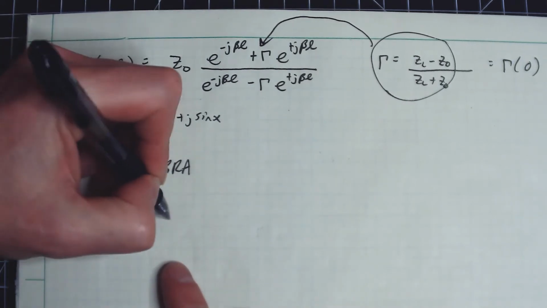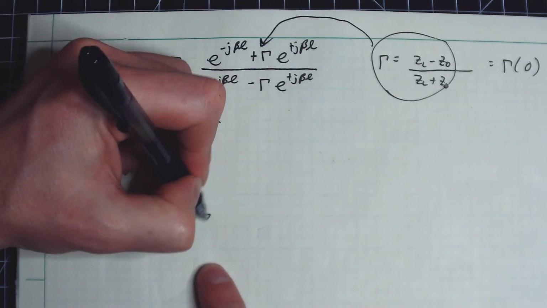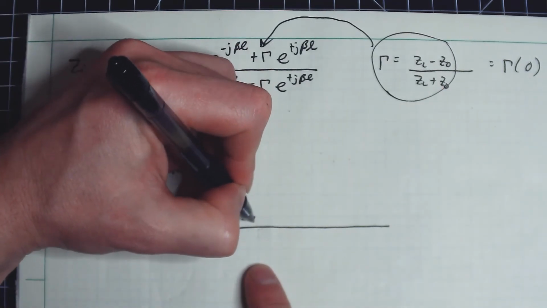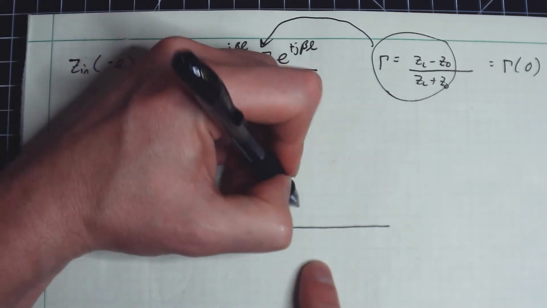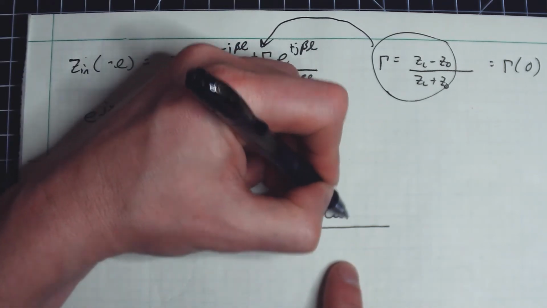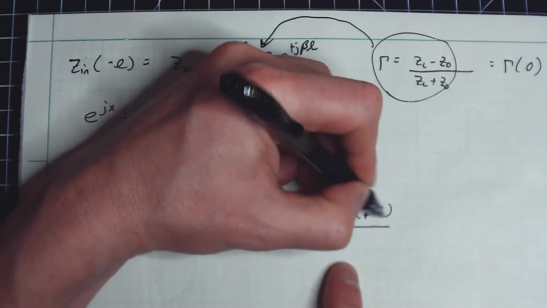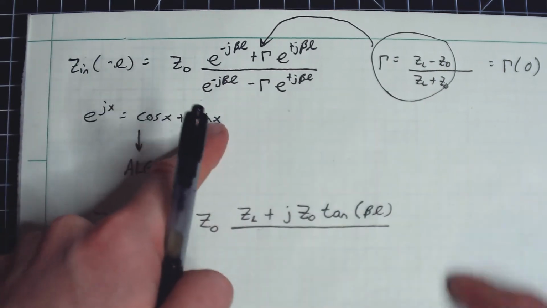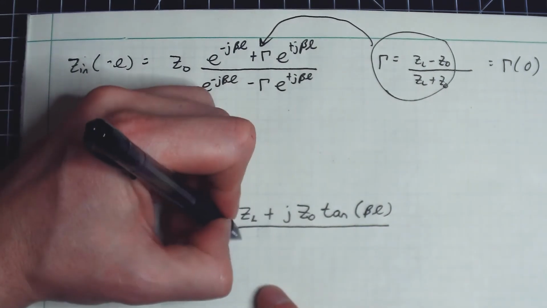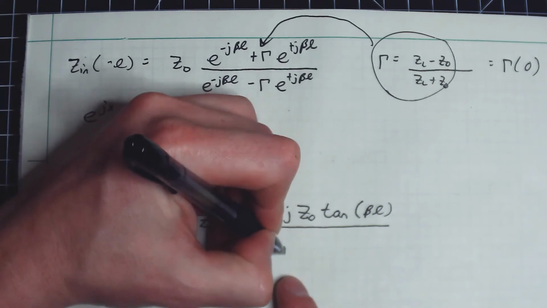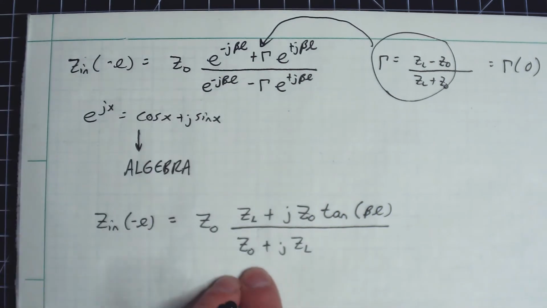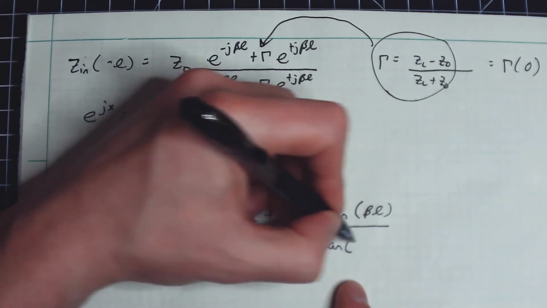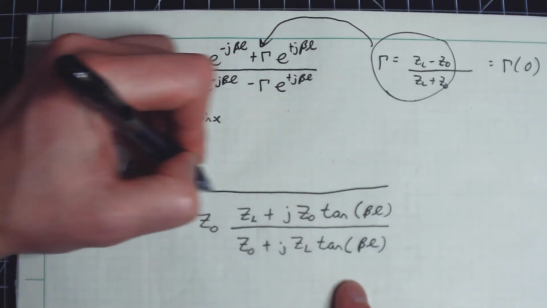Z in at negative L is equal to the following. You get Z naught times ZL plus j Z naught times the tangent of beta L. So remember, you get the cosine plus the sine, and then you divide out the cosine over here, and that's where this tangent comes from. You get Z naught plus j ZL times the tangent of beta L in the denominator. So they're flip-flopped in the denominator here.